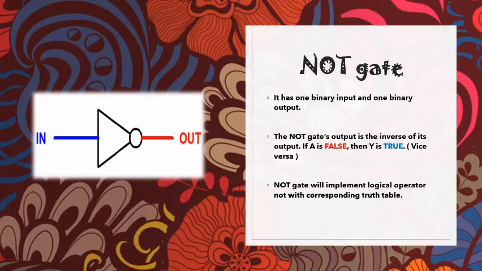Next is the NOT gate. It has only one binary input and one binary output. The NOT gate's output is the inverse of its input. If A is false, then Y is true, and vice versa. The NOT gate will implement the logical operator NOT with the corresponding truth table.